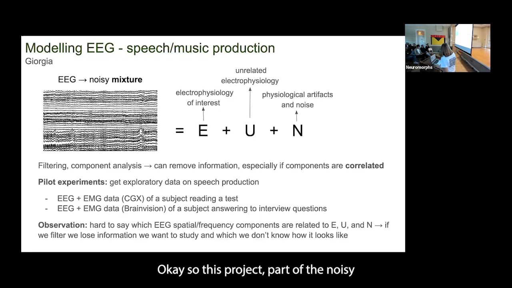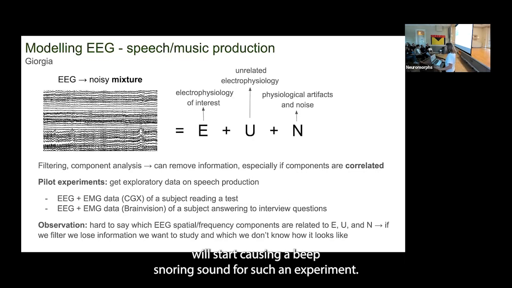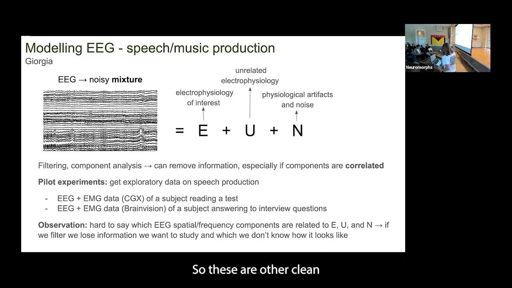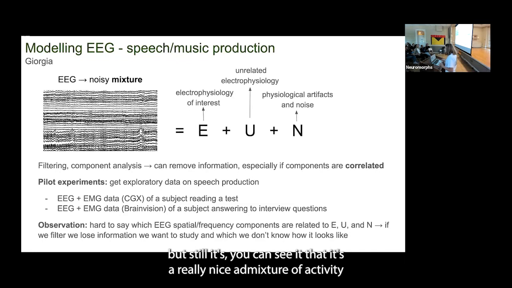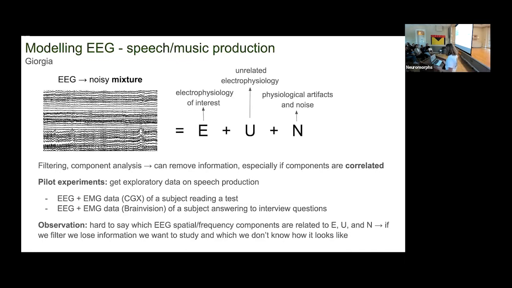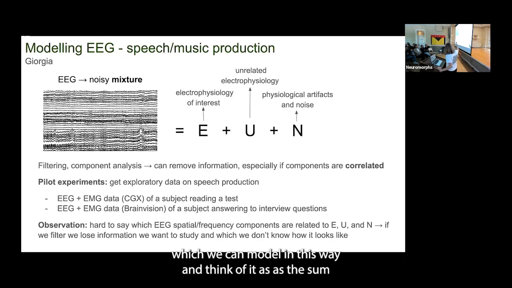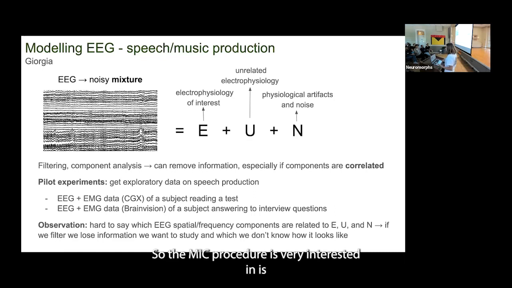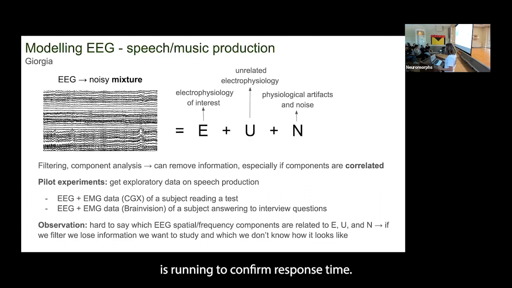Okay, so this project was still part of the denoising part. Here I extracted some EEG snippets of a recording I did during a perception experiment. This is a rather clean EEG recording, but you can still see it's a really noisy mixture of activity, which we can model in this way. We can think of it as the sum of the electrophysiology of interest. For instance, this was an auditory perception experiment, so the electrophysiology we are interested in is related to the auditory response.